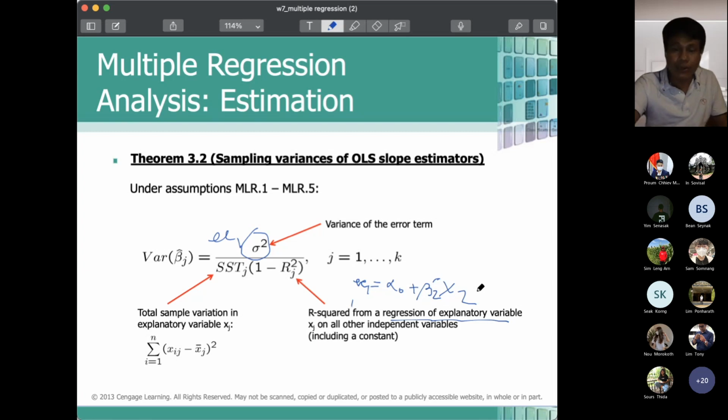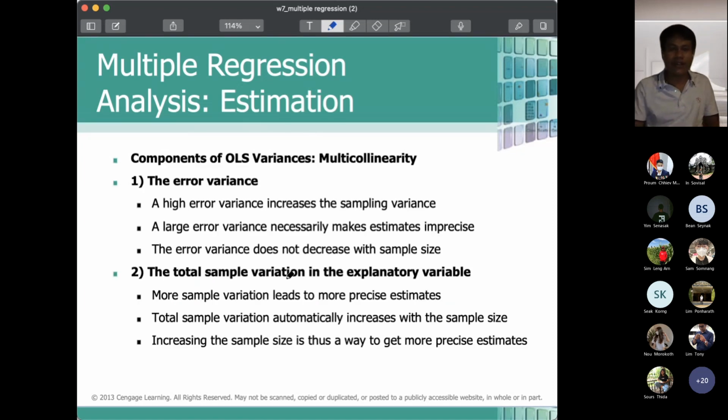So here we're going to discuss what we need to obtain the unbiased variance of the estimate. To obtain this, we need an unbiased variance of the error term, we need the correct SST, and we need the correct R squared. So first of all, it's about the error variance. As we just discussed, the error variance can be obtained if assumptions 1 to 4 or assumptions 1 to 5 are met.